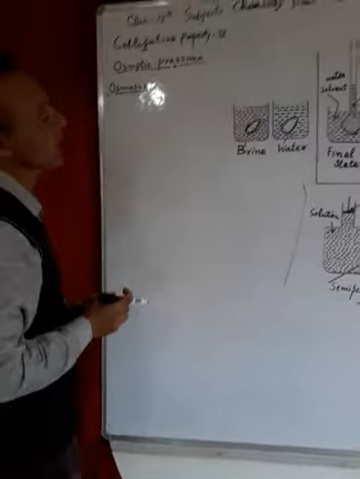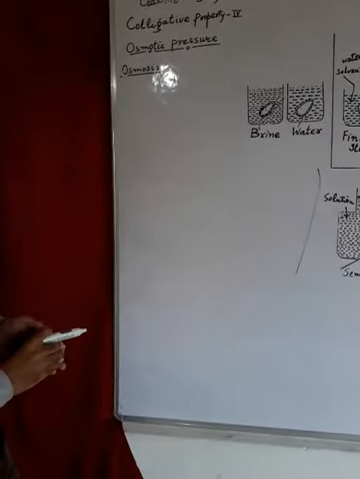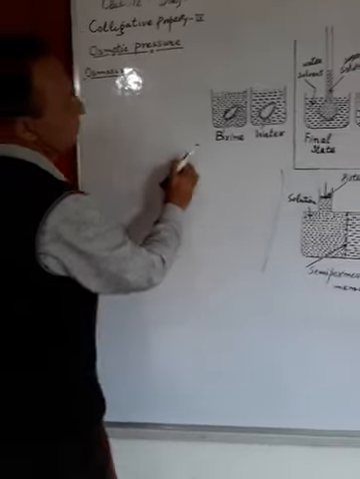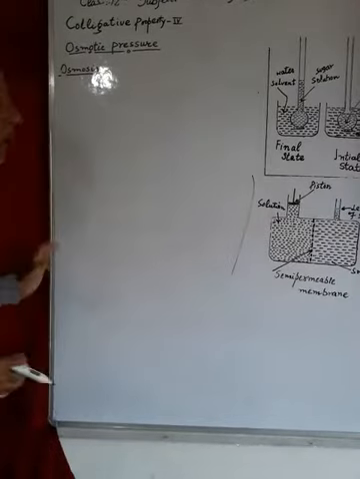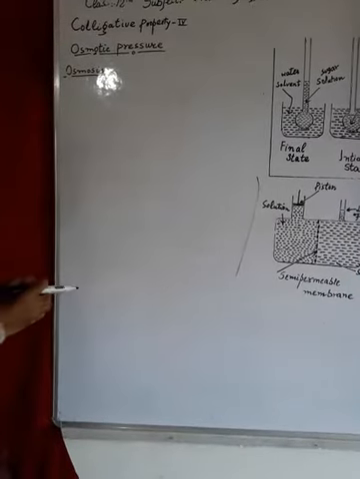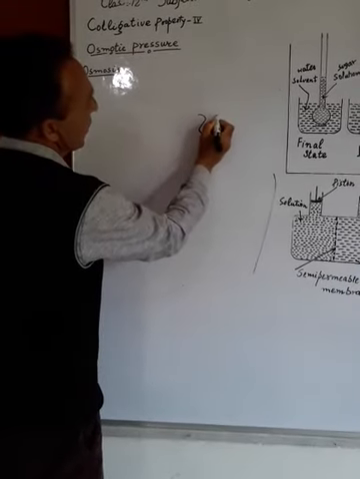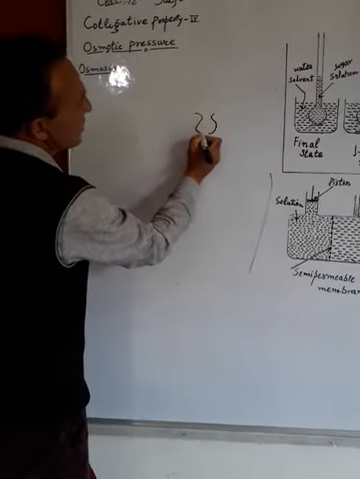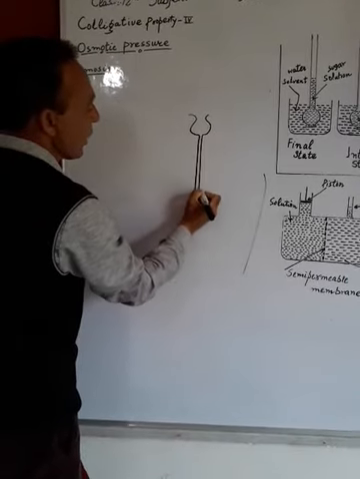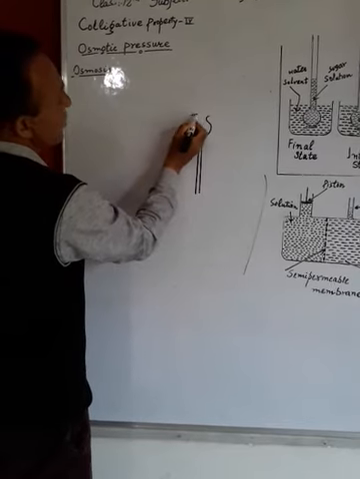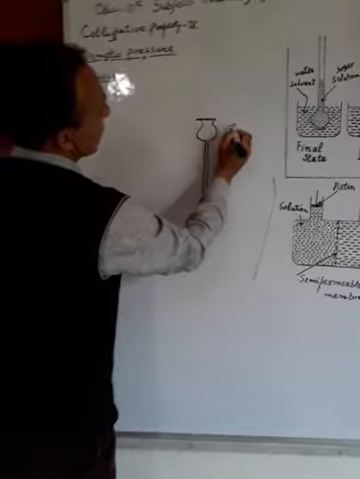So in this way we can explain osmosis. Now we will take osmotic pressure. How can we explain osmotic pressure? We will take a thistle funnel, and we will tie a semi-permeable membrane like cellophane.